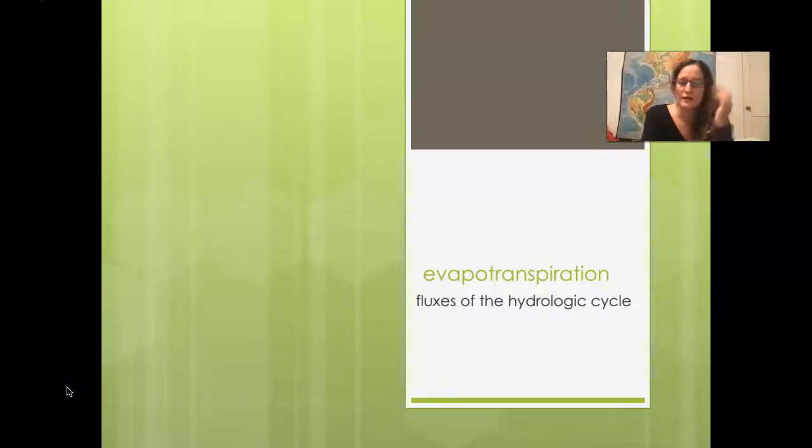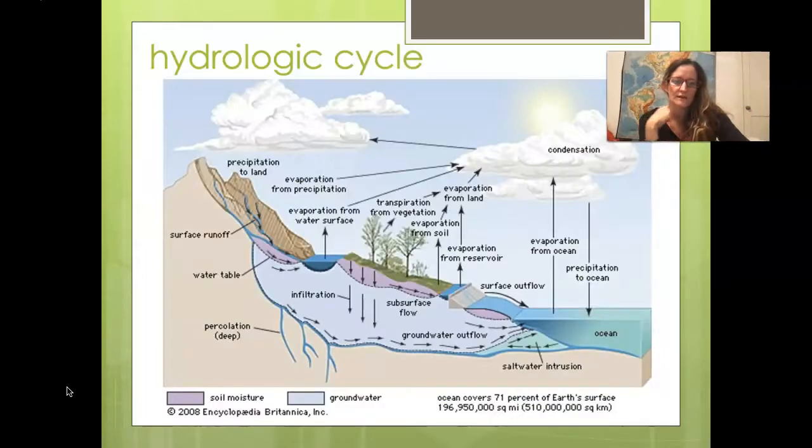We are making our way around the hydrologic cycle. We're at a point where we're talking about a very specific flux. So in the past, we've discussed different reservoirs within the hydrologic cycle. This is a flux. So let's look at what it looks like in the hydrologic cycle. Okay, so we've talked about precipitation, surface runoff, water tables, percolation, and the groundwater system and the surface water system.